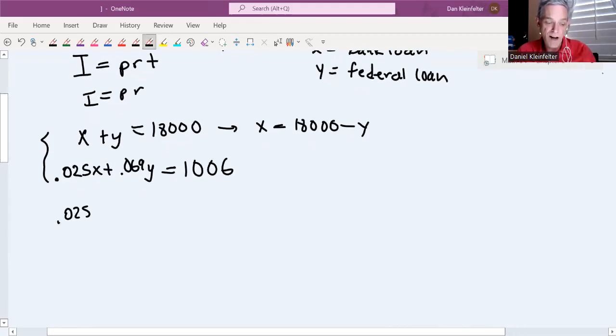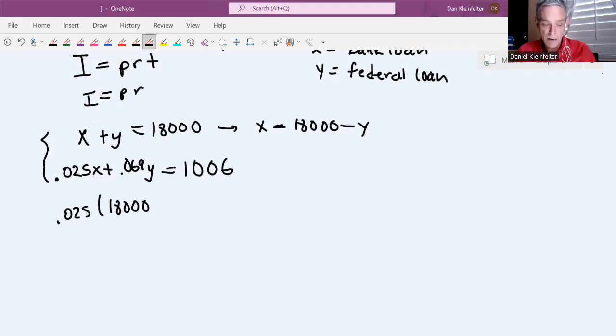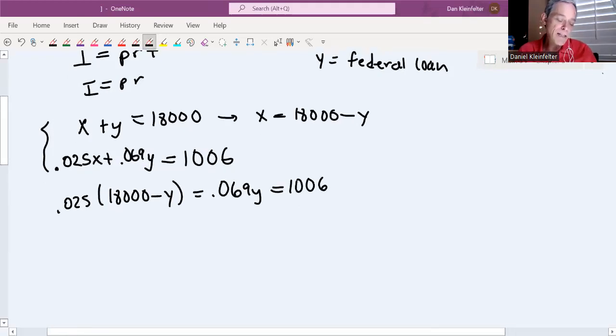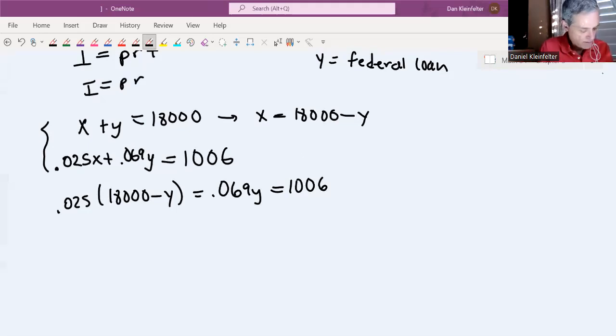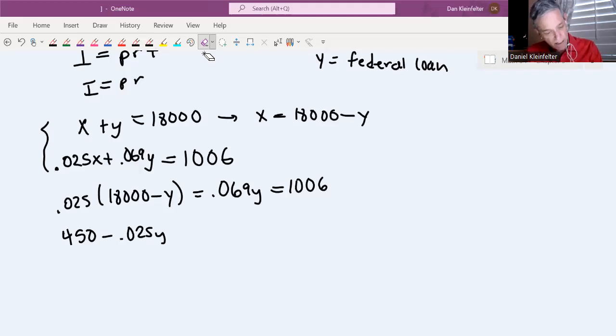So we'll have 0.025x, but x is 18,000 minus y, and then 0.069y is 1006. Okay, so now we need 0.025 times 18,000. And that's 450. Minus 0.025y. I have two equal signs here, and I shouldn't. This one should have been a plus sign. Okay, plus 0.069y. That's equal to 1006.